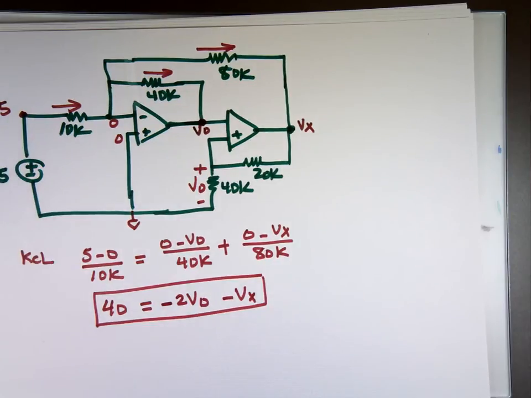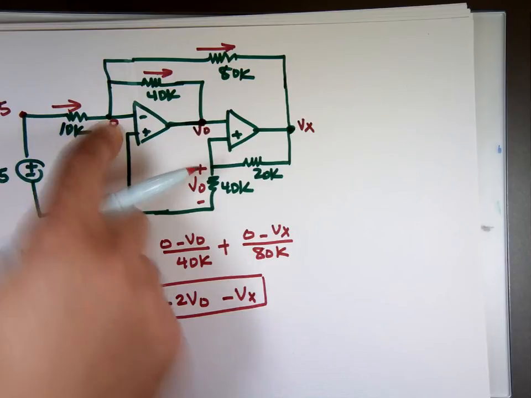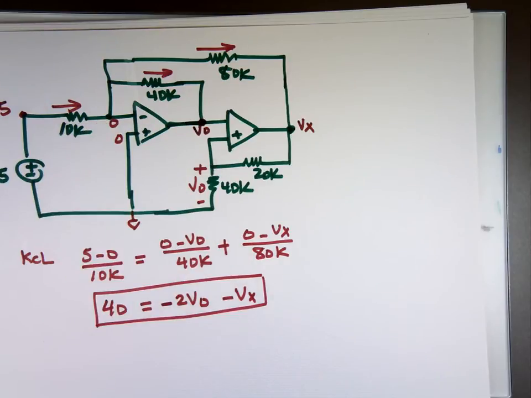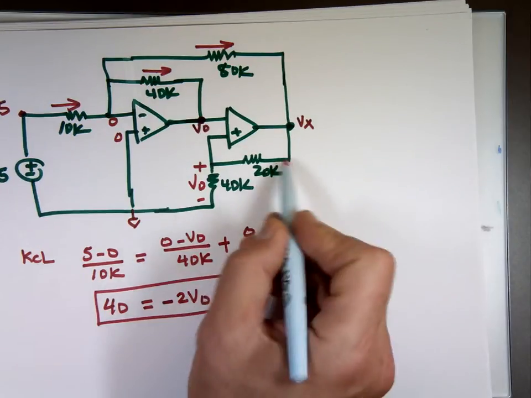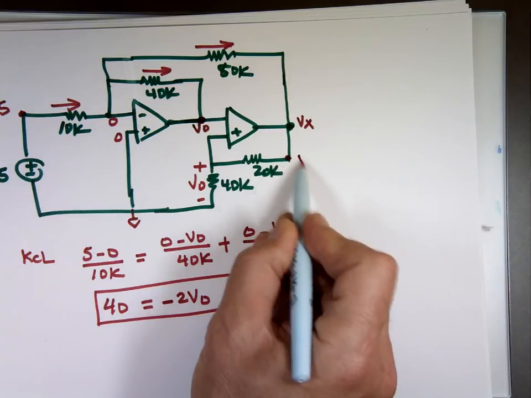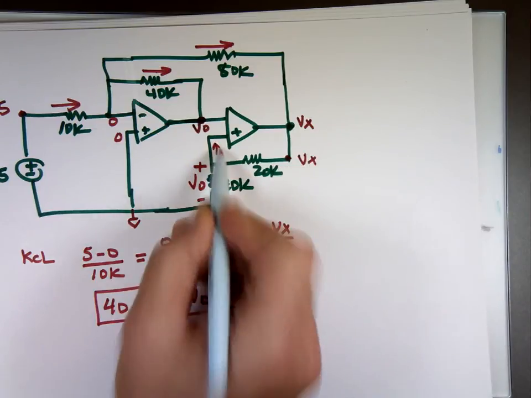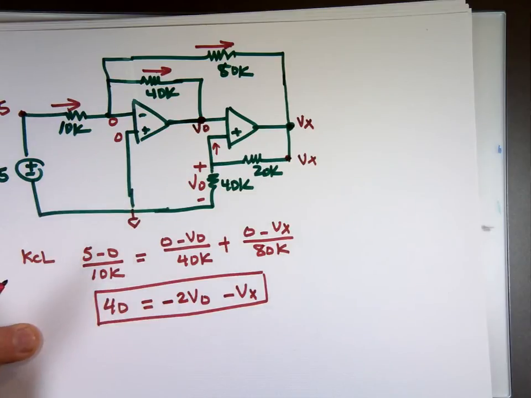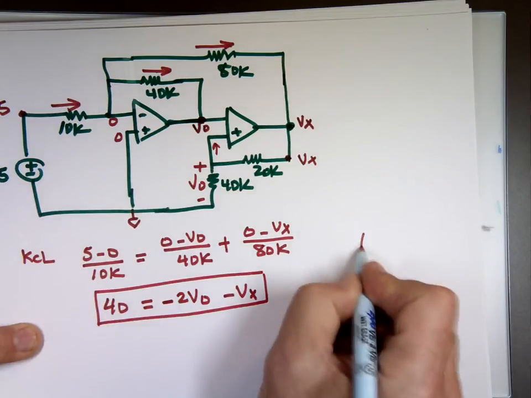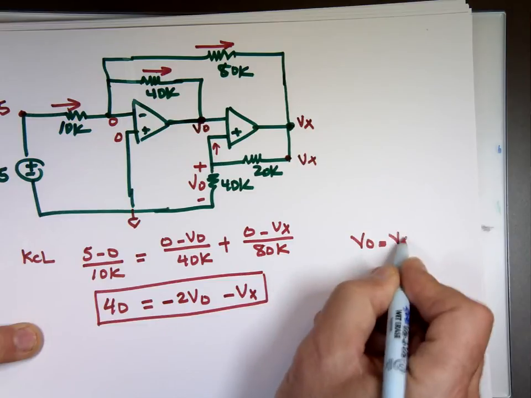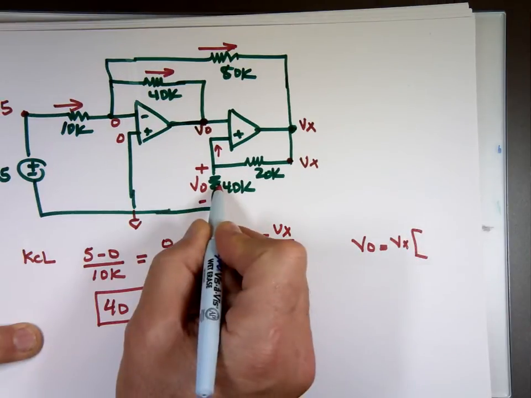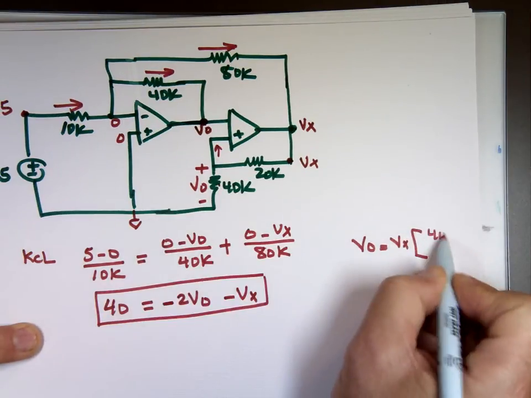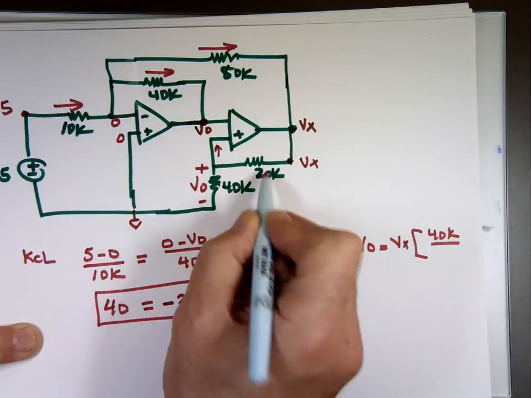KCL of this node. That's all I did. Now I have one equation by two unknowns. Now if you look at the circuit right here, what's this voltage here? Vx. There's no current going that way, so it's going to be voltage division, because V out is going to be Vx times that resistor over the sum of them. So you could have done this one like super. That's it.